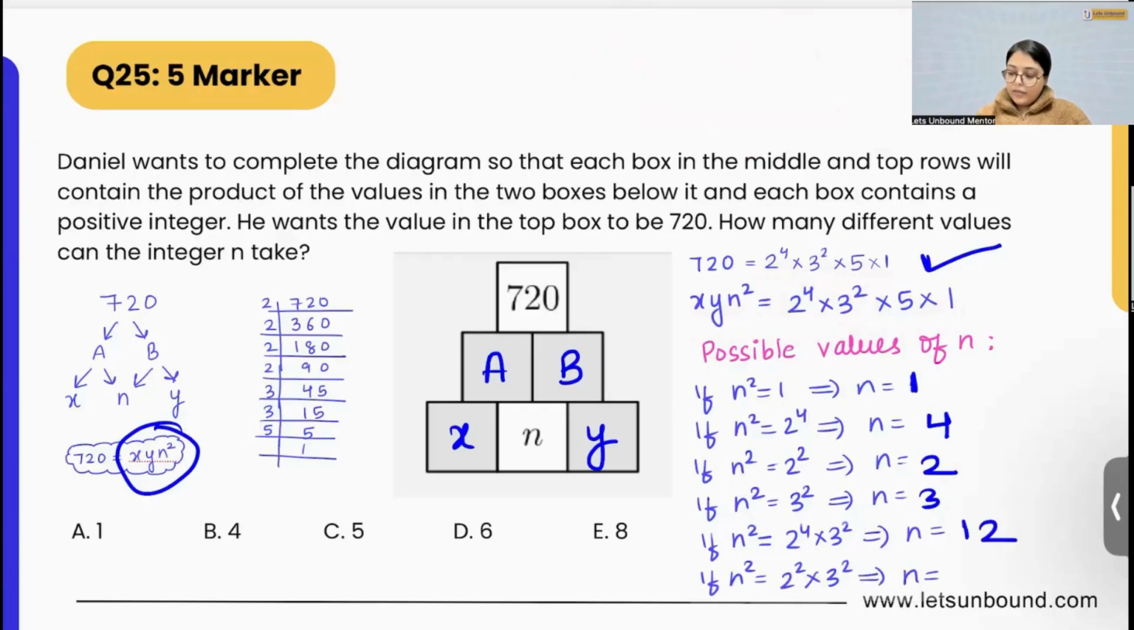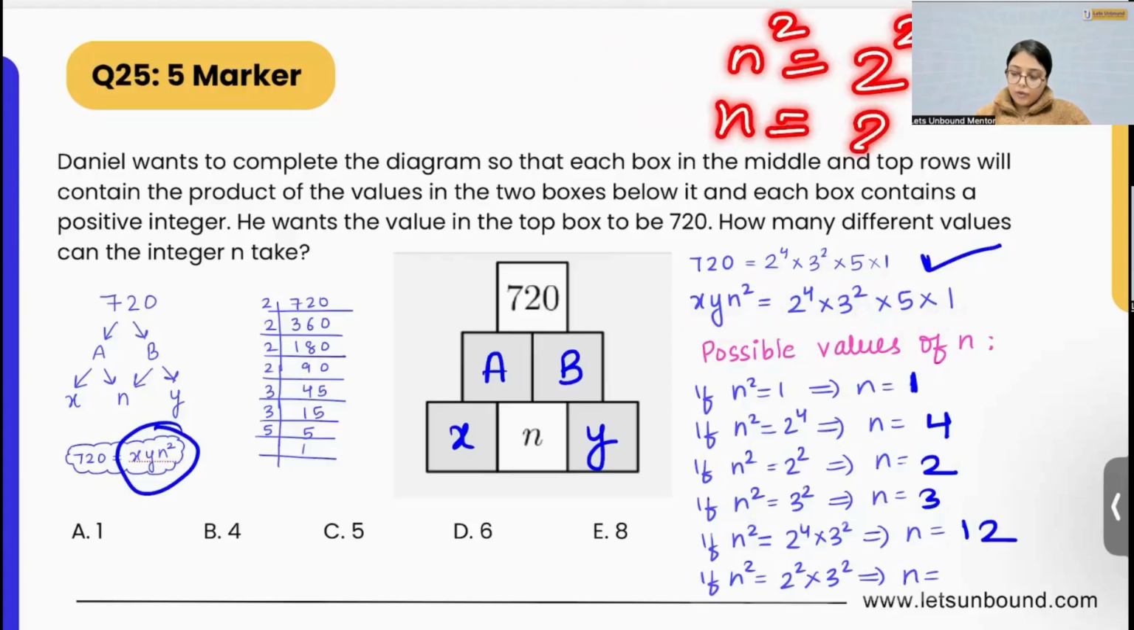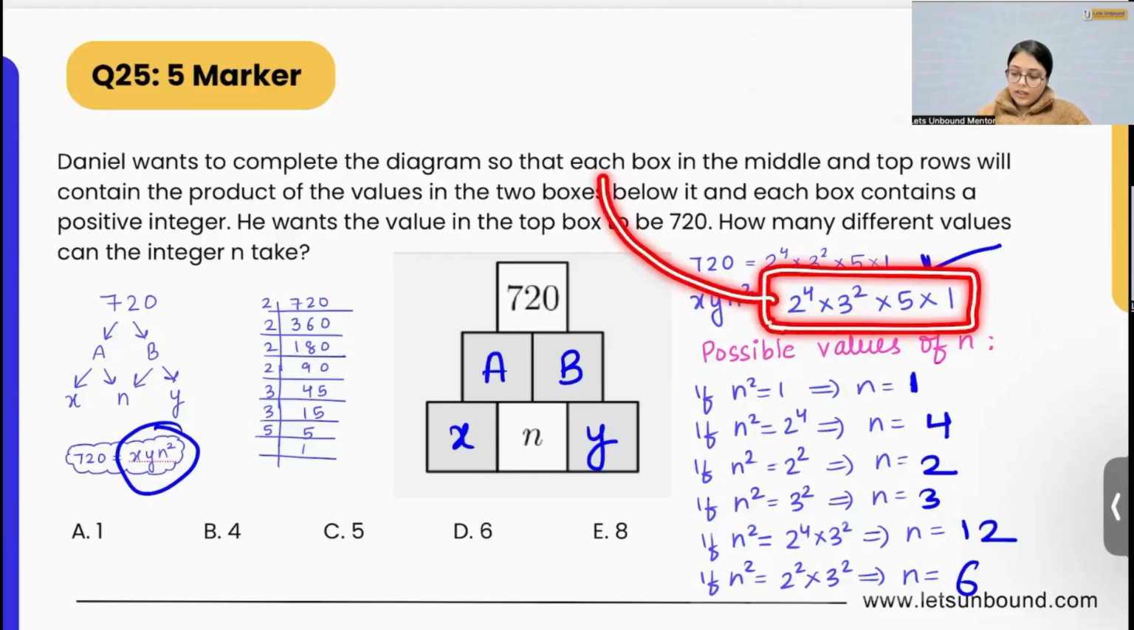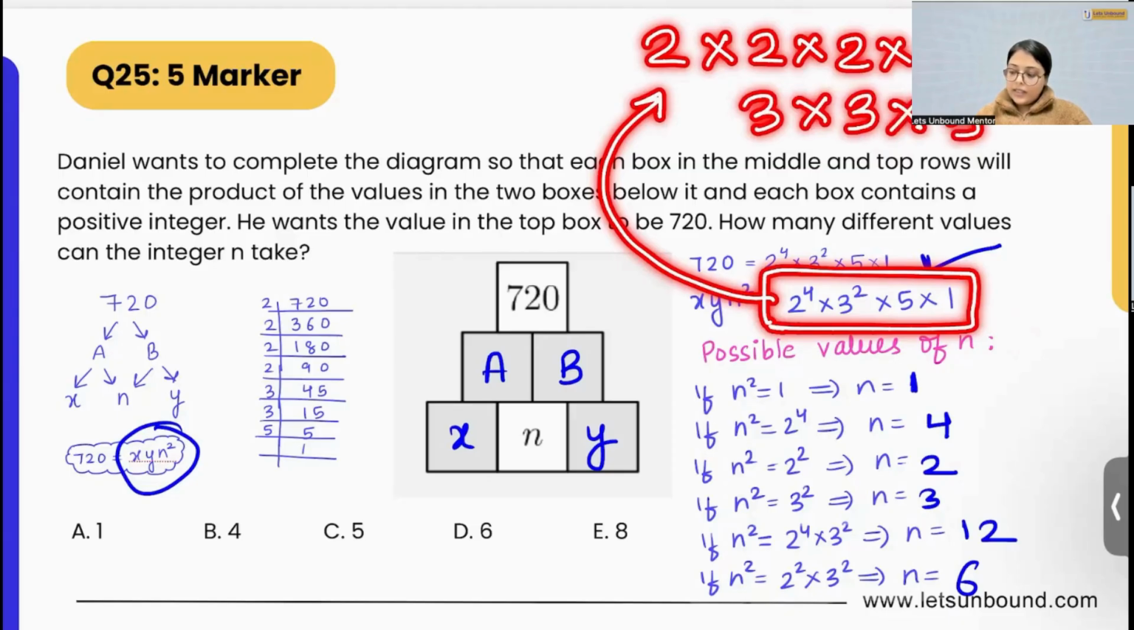And last one, instead of this, what if I take n square only 2 raised to 2 and 3 raised to 2? So n will be just 2 from here and 3 from here, so it will give me 6. So n will be 6. And I don't see any other possibility from the given prime factorization, so I took all the possibilities. If you're getting confused, you can rewrite this prime factorization and break it down completely. You can break it like this, but it would have been very lengthy, so I didn't write it.